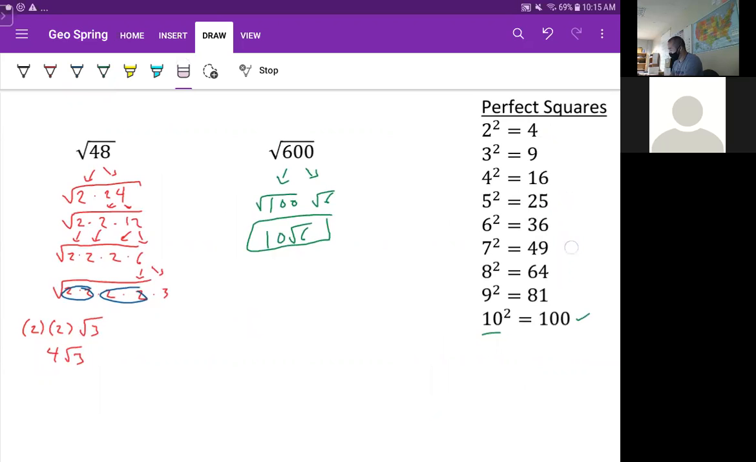For 48, go down this list. This will work.